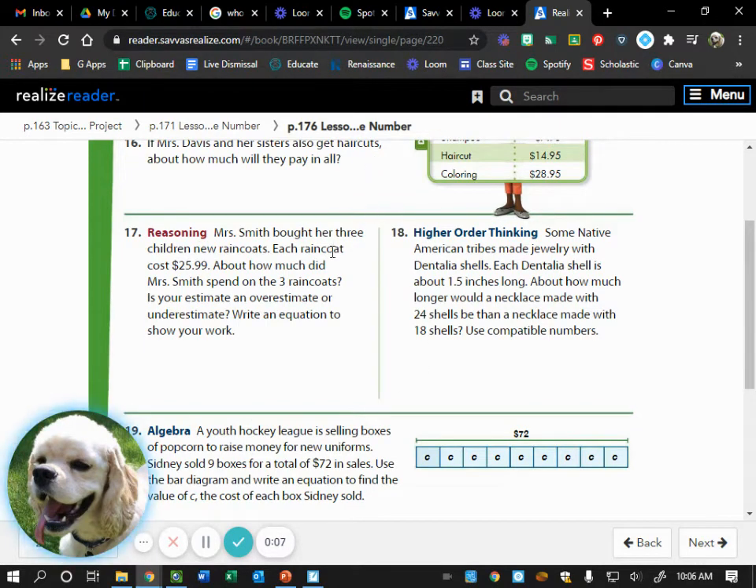For number 17, it says, Mrs. Smith bought her 3 children new raincoats. Each raincoat cost $25.99. About how much did Mrs. Smith spend on the 3 raincoats?